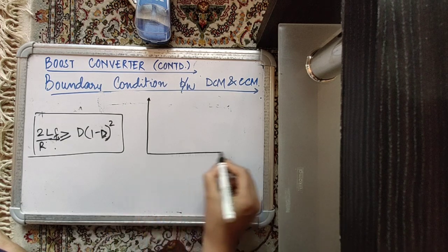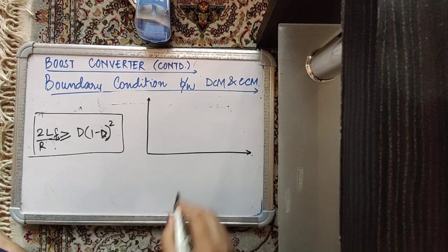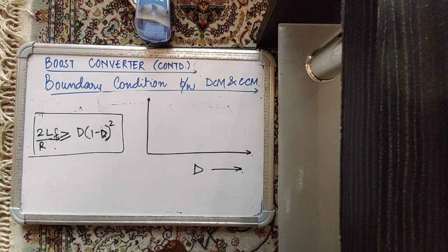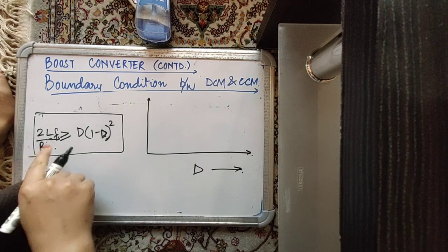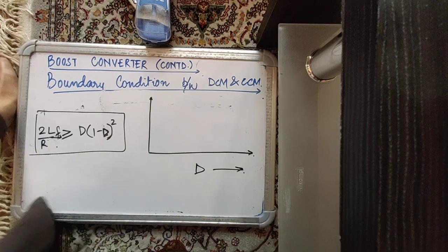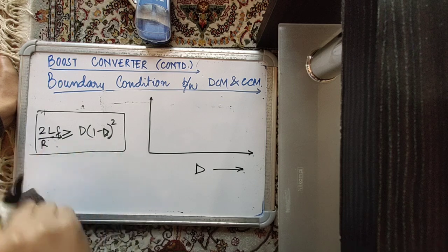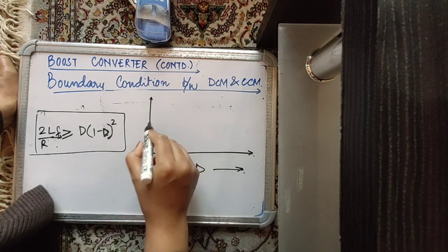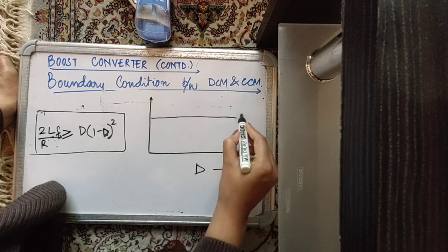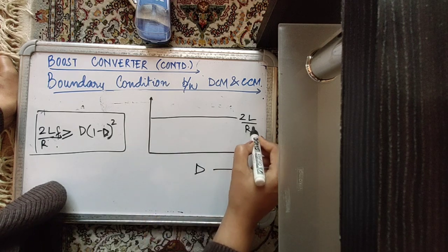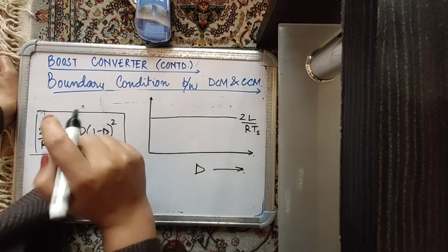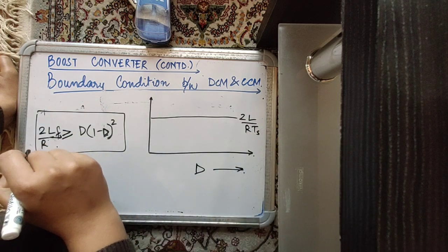If we observe it by means of a graph, say this is my changing duty ratio, because mostly when you operate the converter, you operate it for a fixed switching frequency with a fixed load and a fixed inductor. So the variable term is usually the duty ratio. Now when you're changing the duty ratio, obviously 2L by RTS, or you can say 2L FS by R, is going to be constant. It's not going to change.